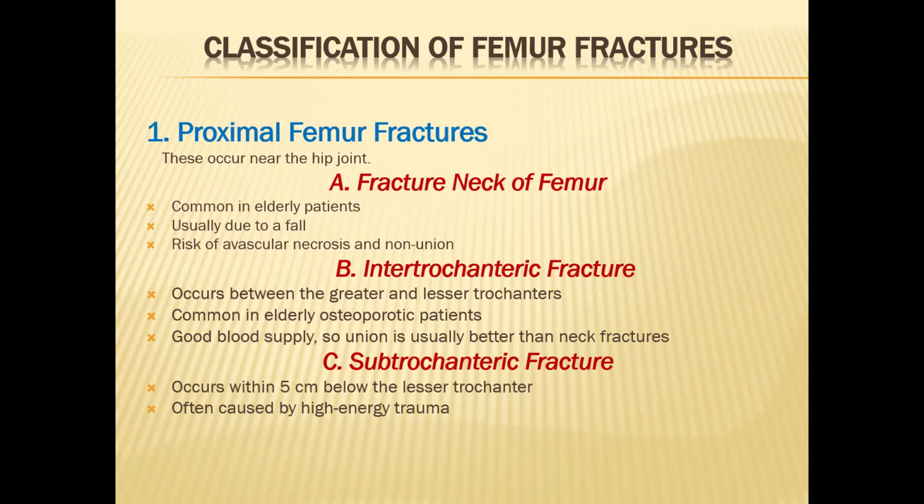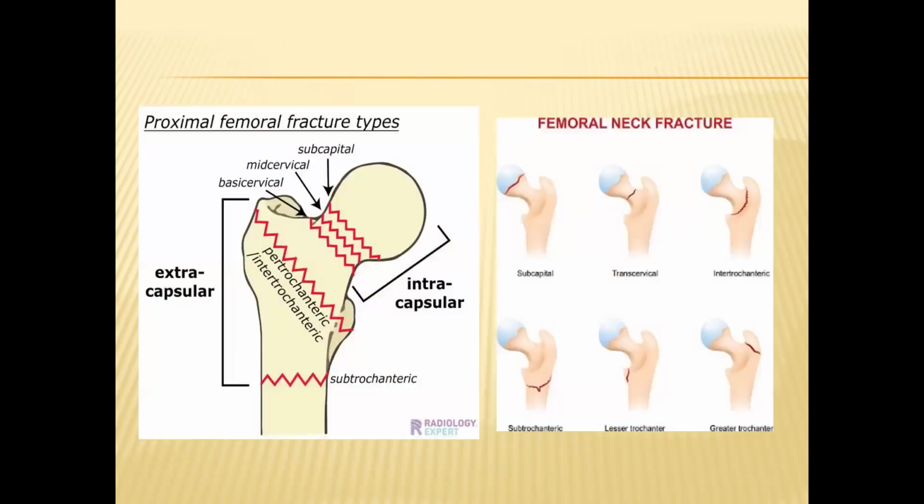We can also describe these fractures as intracapsular, because the fracture of the neck of the femur will be inside the capsule of the joint, and there can be extracapsular fractures like intertrochanteric fracture and subtrochanteric fracture. Subtrochanteric fractures are in the area below the intertrochanteric region up to 5 centimeters. After 5 centimeters, it will be counted as a fracture of the shaft of the femur. There will be some other fractures, like greater trochanteric and lesser trochanteric fractures also.